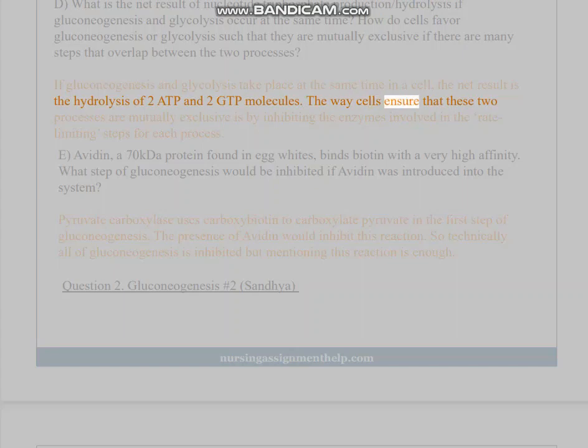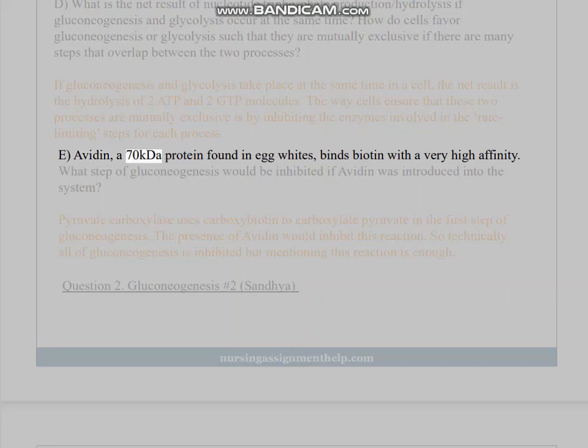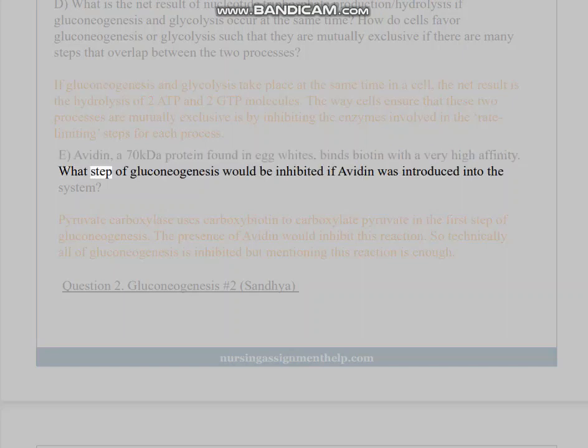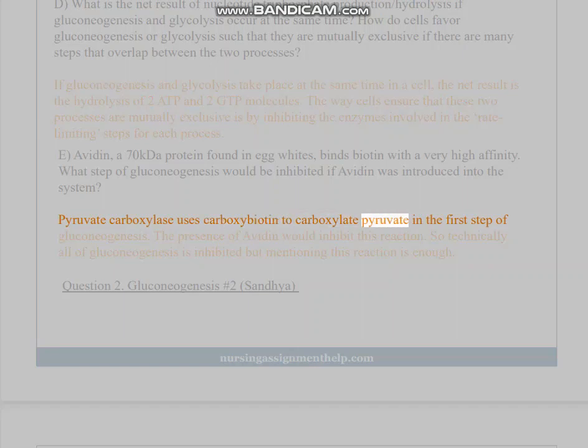The way cells ensure that these two processes are mutually exclusive is by inhibiting the enzymes involved in the rate-limiting steps for each process. E. Avidin, a 70-kDa protein found in egg whites, binds biotin with a very high affinity. What step of gluconeogenesis would be inhibited if avidin was introduced into the system? Pyruvate carboxylase uses carboxybiotin to carboxylate pyruvate in the first step of gluconeogenesis. The presence of avidin would inhibit this reaction. So technically all of gluconeogenesis is inhibited, but mentioning this reaction is enough.